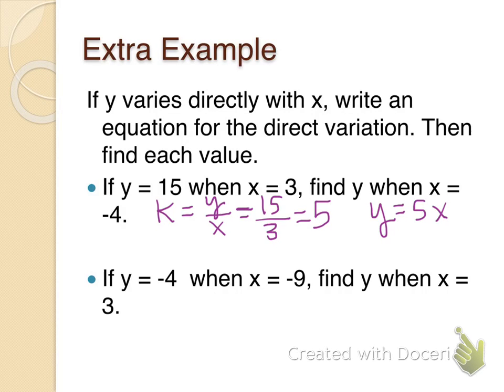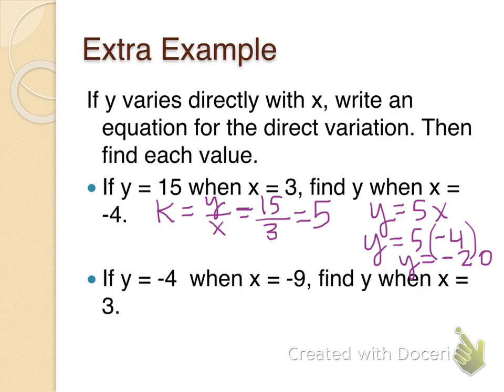They want me to find y when x is negative 4. So y equals 5. Instead of x, I'm going to put in negative 4. What is 5 times negative 4? Negative 20. So my y would be negative 20.